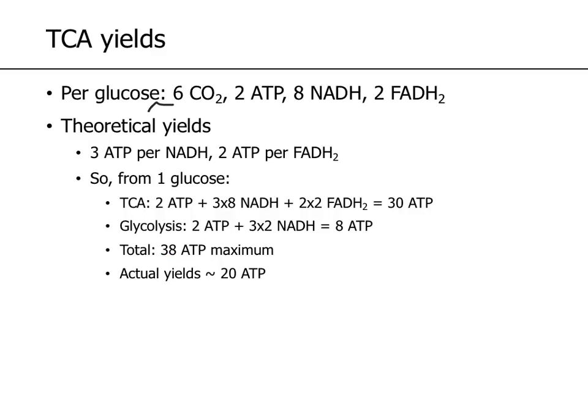But in reality, the cell yields about 20. The cell's doing so many other things that it's not going to be focusing only on every single glucose's maximum yield of ATP. It has to use some of it here, some of it to do something else. And so in the end, in reality, it gets about 20 ATP for this process.